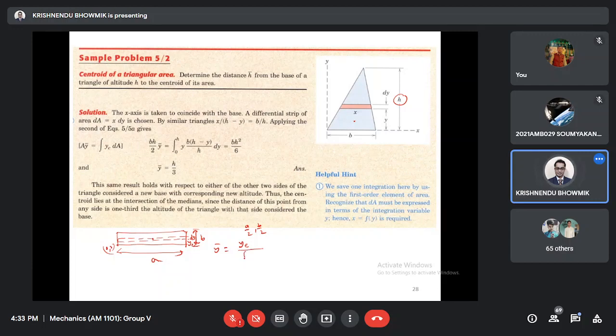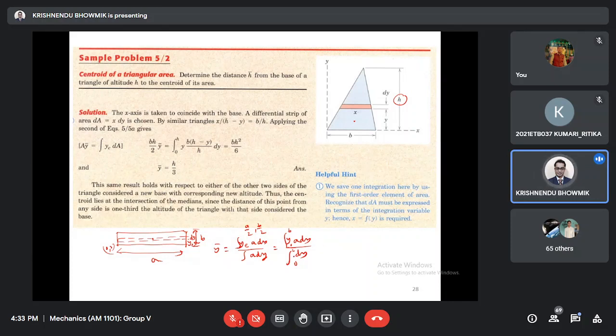Let me have this area, correct? Area is A into dy. And this is ye multiplied by A dy. So y bar equals integral of y A dy, from 0 to B, correct?